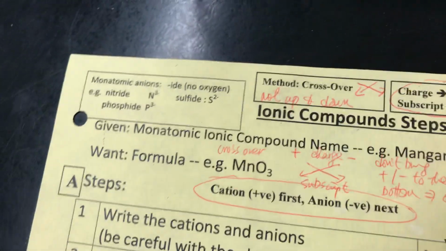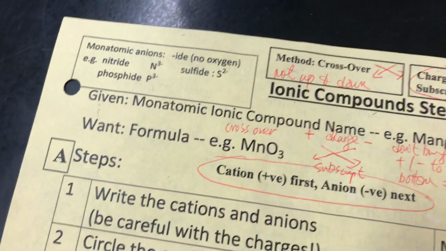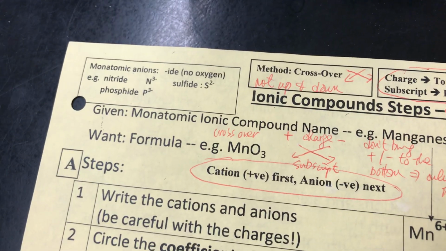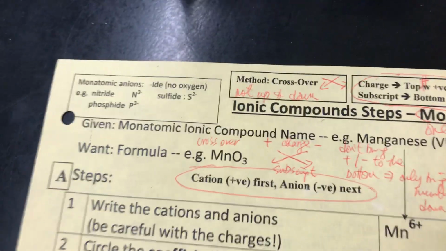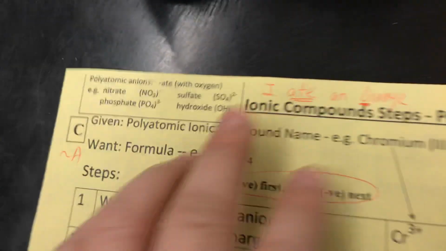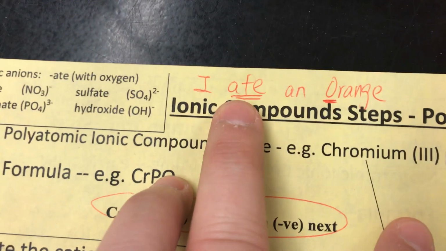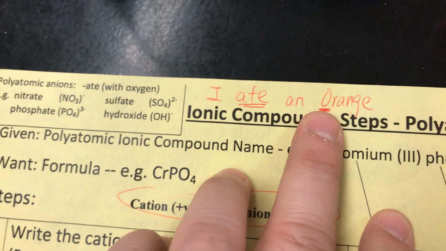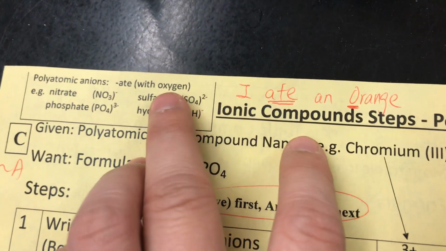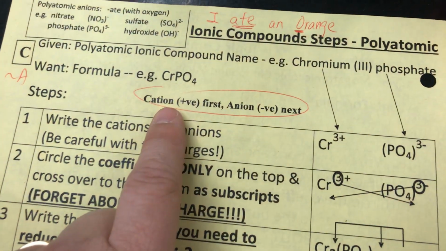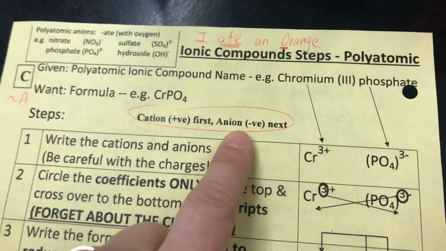Some people will probably be confused: I don't remember nitrite or nitrate, sulfide or sulfate. How do I remember that the poly has ATE and oxygen? I write a sentence here: I ate an orange. ATE with oxygen. Oxygen is ATE. Now, first of all, we name the cation first and the anion next, as usual.